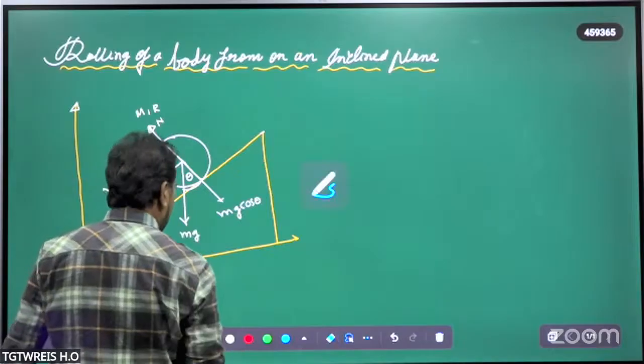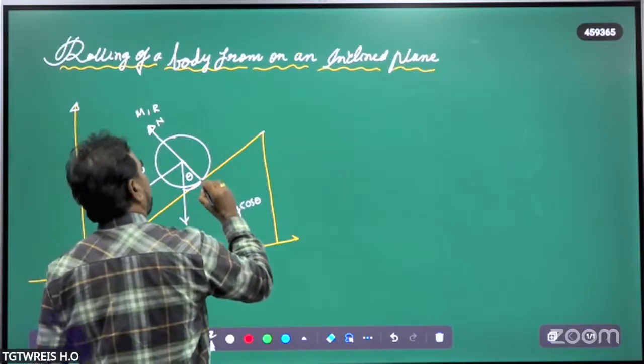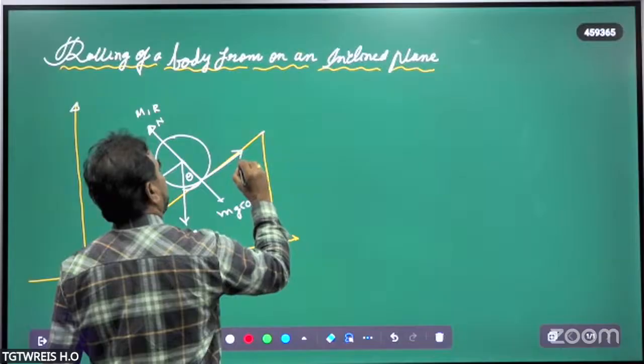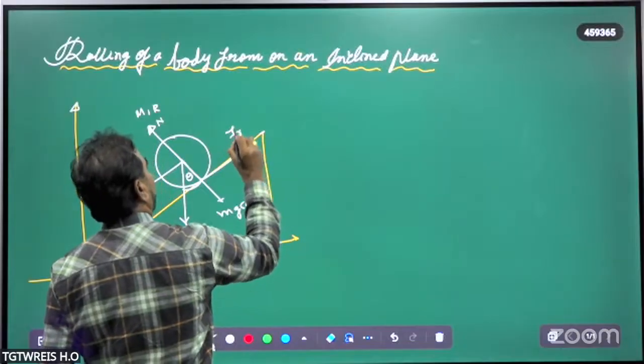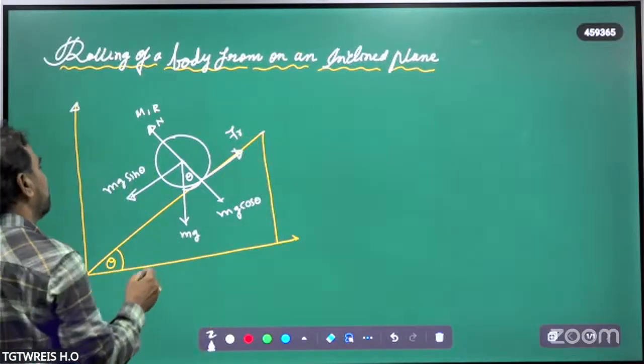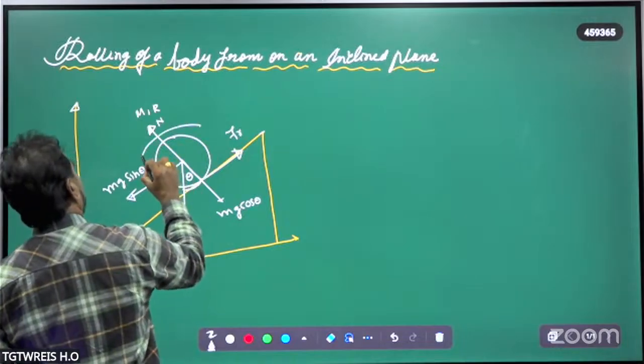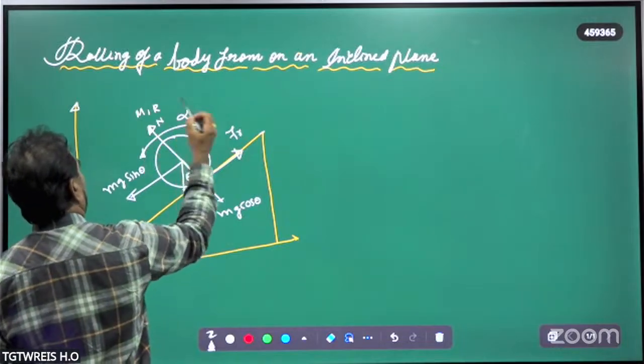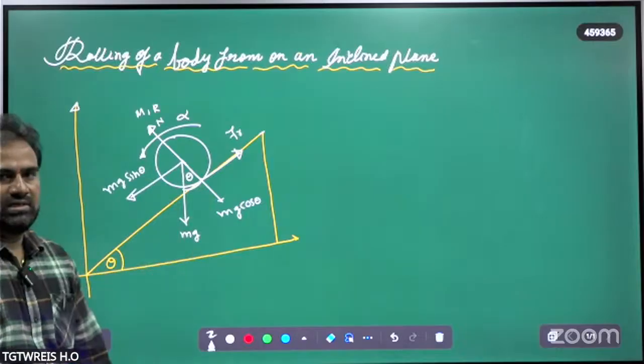Next, the friction force at the point of contact would be acting in the backward direction like this. This is Fr. And the object is rolling with an angular acceleration alpha, let's say. The body is rolling with an angular acceleration alpha.